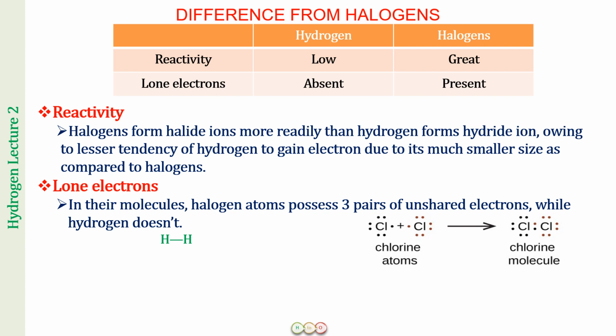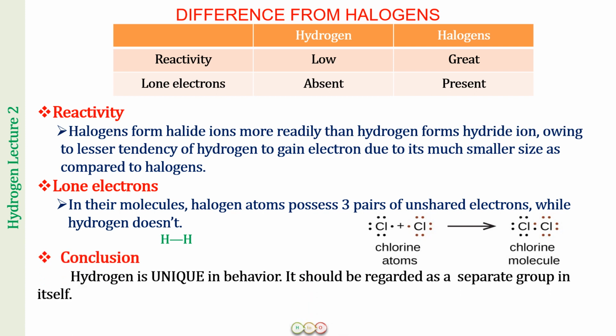Now, in all the discussion that we have done in this lecture, we have seen that hydrogen is similar to alkali metals in some respects. It is similar to the halogens in another respect. In another respect, it differs from the alkali metals. It also has some differences from the halogens. So what do we conclude over here? What we conclude is that hydrogen is a unique element, right?